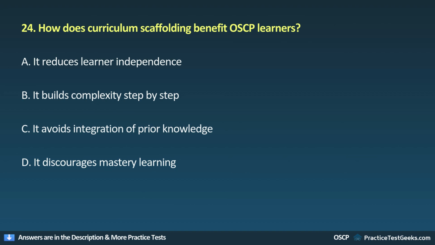24. How does curriculum scaffolding benefit OSCP learners? A. It reduces learner independence. B. It builds complexity step by step. C. It avoids integration of prior knowledge. D. It discourages mastery learning.